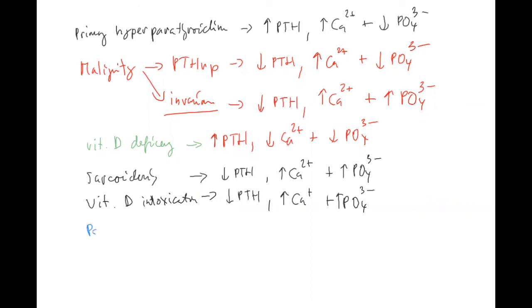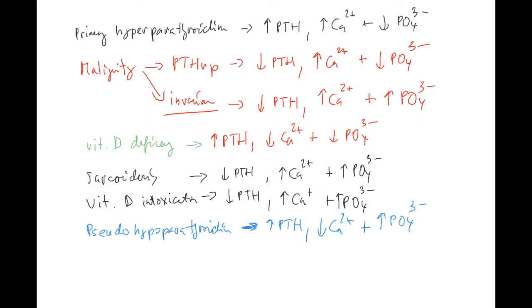If you have pseudohyperparathyroidism, that means you are resistant to PTH. Your receptors are resistant to PTH. So PTH is going to be high, but without any effect. So calcium is going to be decreased, and phosphate is going to be increased.